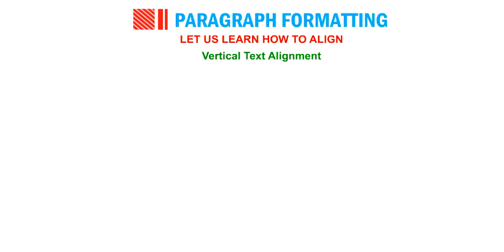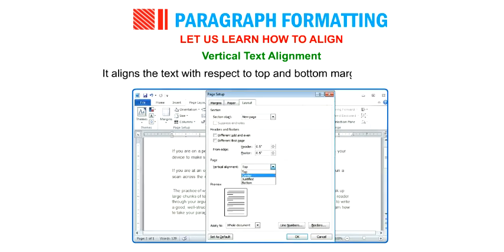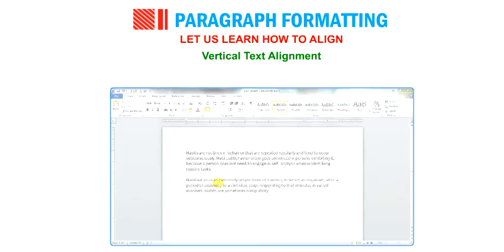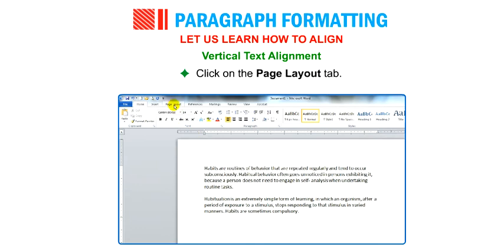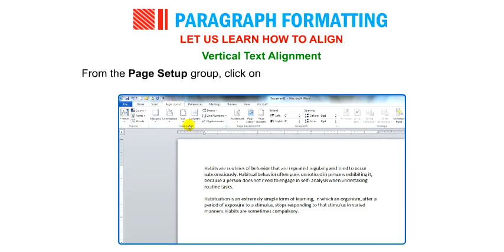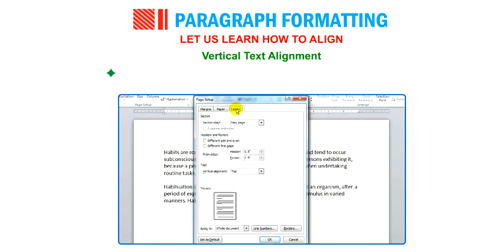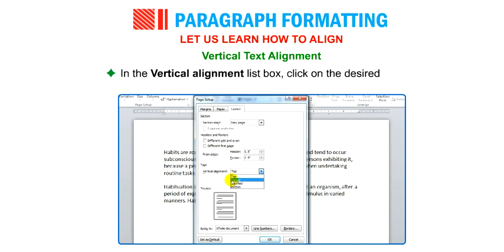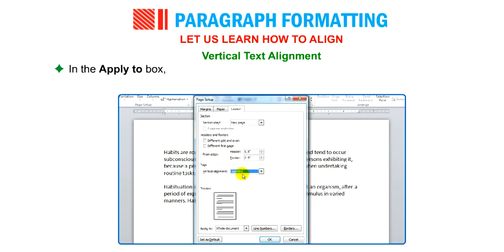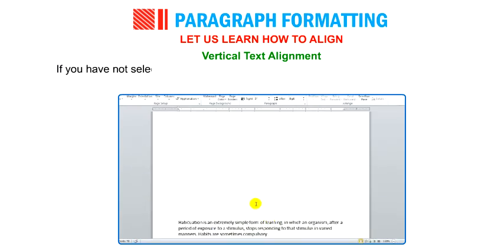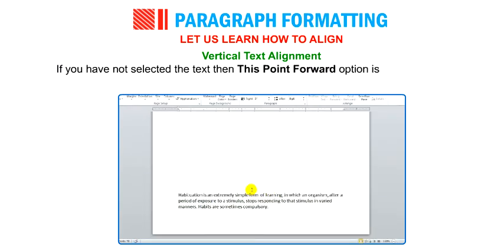Vertical text alignment. It aligns the text with respect to top and bottom margins of a page. To align the text vertically, follow the given steps. Click on the Page Layout tab. From the Page Setup group, click on the Page Setup dialog box launcher. Click on the Layout tab. In the Vertical Alignment list box, click on the desired option. In the Apply to box, select either Whole Document or Selected Text option as per your requirement and click OK. If you have not selected the text, then the This Point Forward option is displayed instead of Selected Text option.